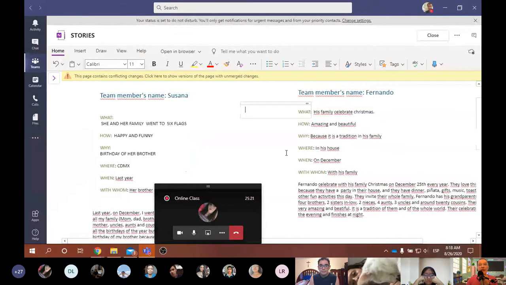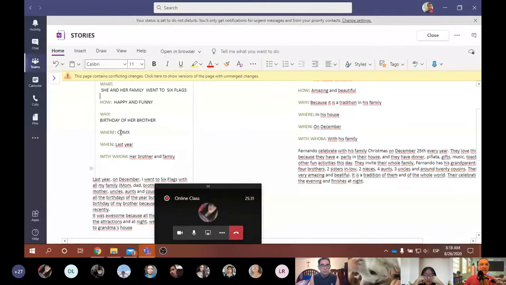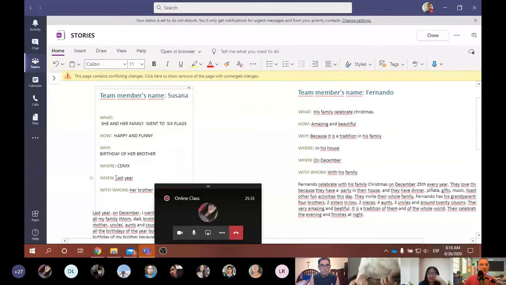Now, when you are preparing, let's suppose Fernando is going to retell Susana's story. So Fernando's going to come in here one last time, because all of the team members were contributing to this information, right? This is not just Fernando trying to write out all this information. Todo mundo está entrando de este grupo agregando información. But now Fernando is preparing to retell the story.